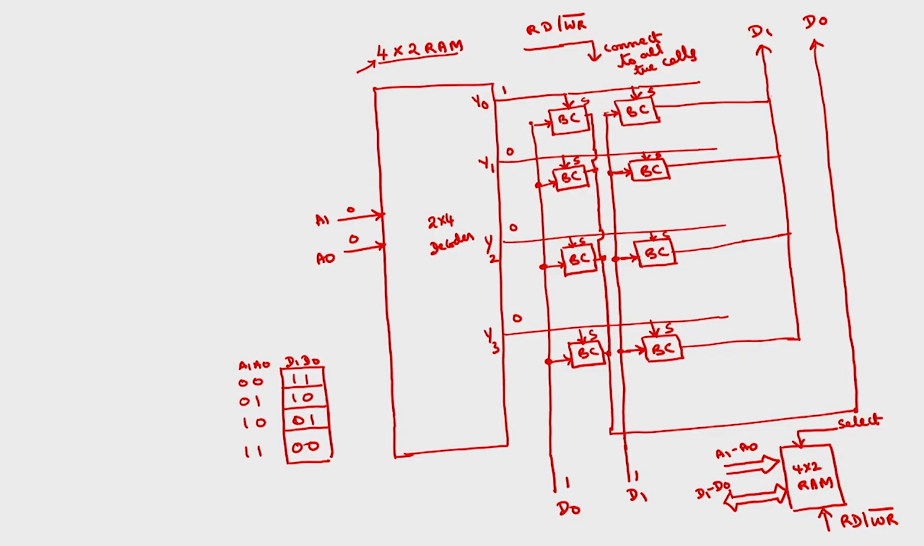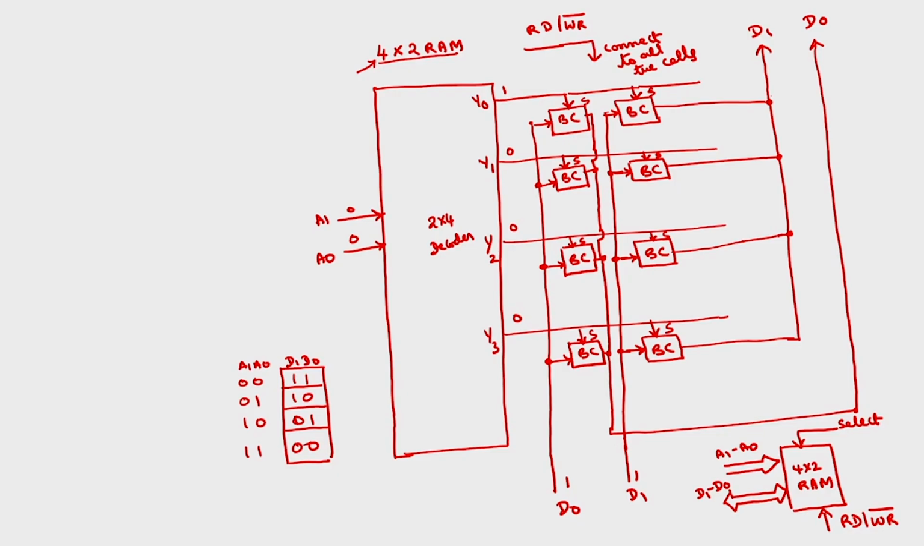And if you want to read, you can read from the output of that particular cell. Okay. This is how you can read and write the information into a 4×2 cell. This is about the random access memory.